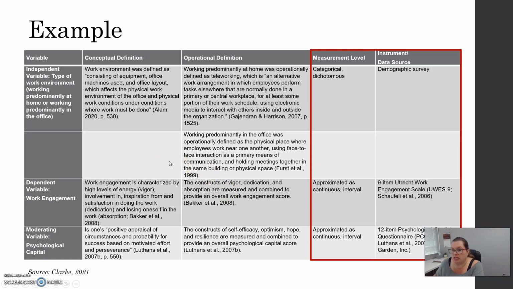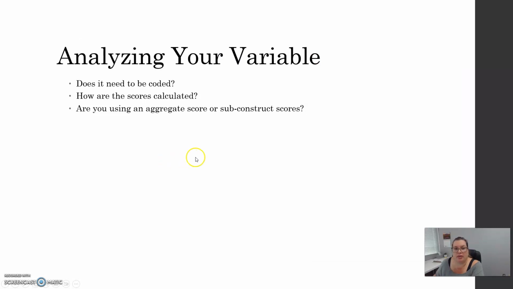So then you need to consider, how are you going to analyze your variables? You think about this variable by variable. Does it need to be coded in any way? If you are doing what I did and doing any sort of group comparison, you will need to code your groups so that SPSS knows which group is which. You'll need to discuss how your scores are calculated, and I'll show you an example here in a minute. And then you need to think about, are you going to use an aggregate score or are you using subconstruct scores? What does that mean?